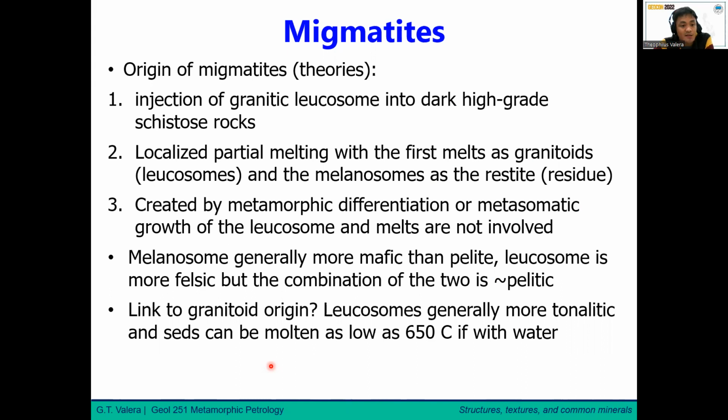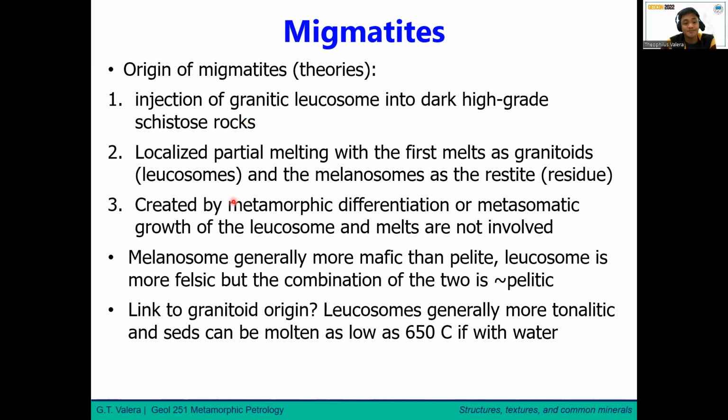So, in reality though, melanosomes generally are more mafic than pelite, while leucosome is more felsic, but the combination of the two is pelitic. So basically, based on this general observation that melanosomes are generally more mafic than pelite, and the leucosome is more felsic, when we add the two, their average is the original rock. So the injection of granitic leucosome into dark high-grade schistose rock is no longer possible. So it's either of these two.